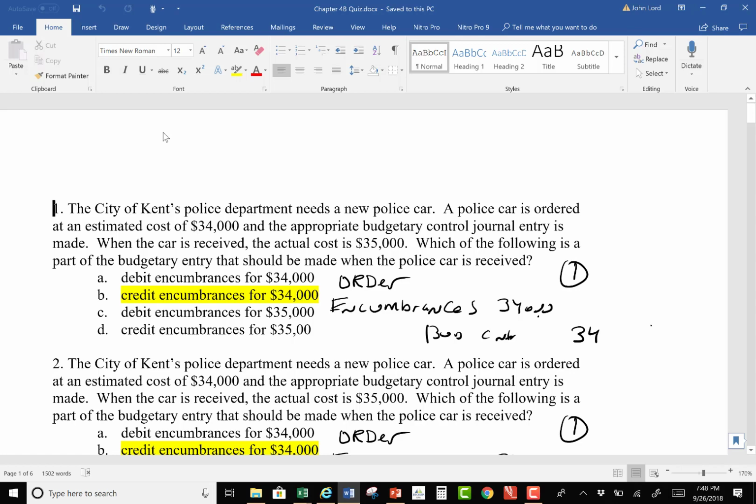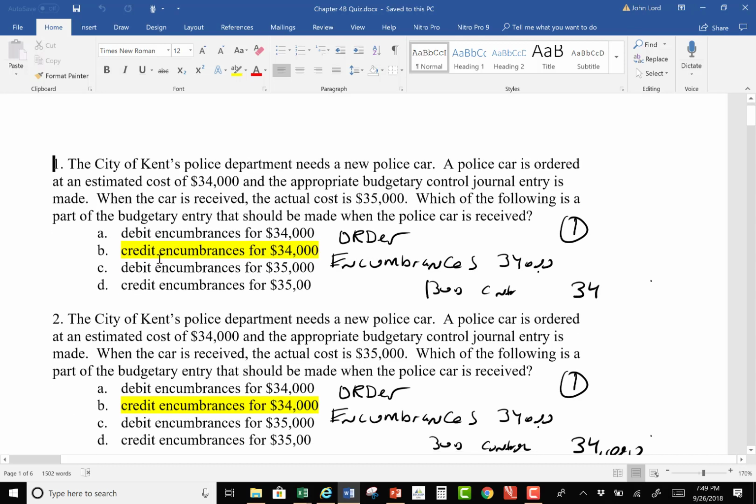So the City of Kent's Police Department needs a new police car. A police car is ordered at an estimated cost of $34,000, and the appropriate budgetary control entry is made. When the car is received, the actual cost is $35,000. Which of the following is part of the budgetary entry that should be made when the police car is received?